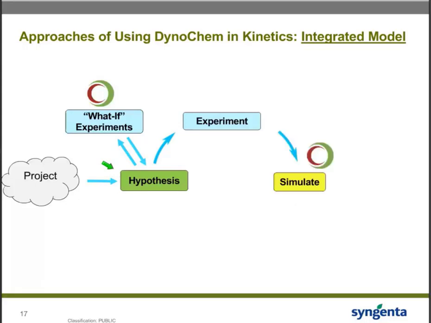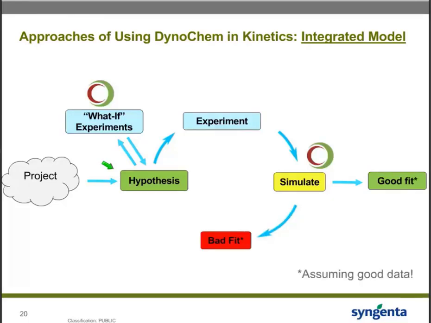You can then do your experiment, do a simulation, and you can find that you either get a good fit or a bad fit. Now by good and bad fit, I mean that your simulated data can overlay with your kinetic data, and this assumes good data. If you don't have a good mole balance or you've got poor reproducibility, the last thing you want to do is discount a model based on bad data.